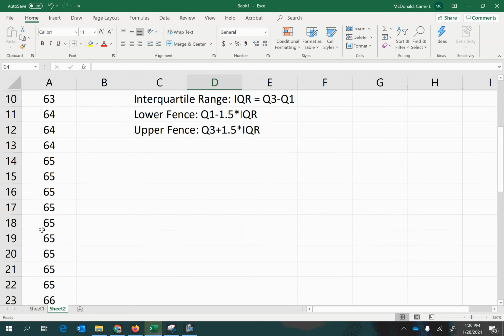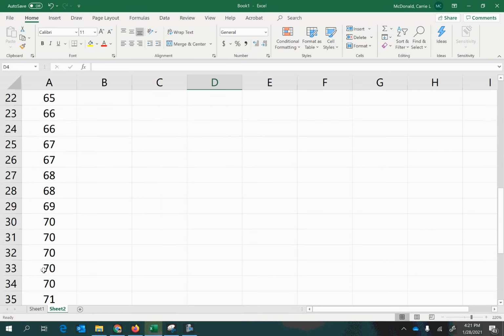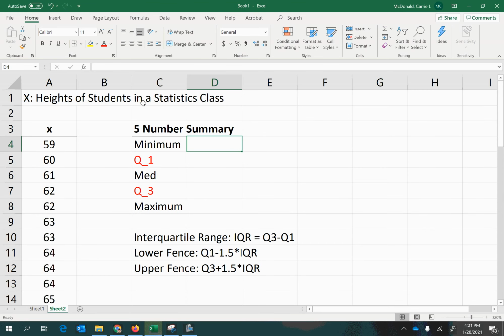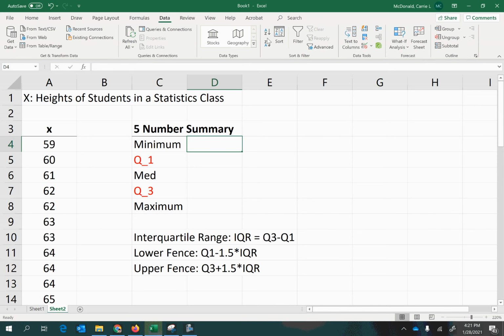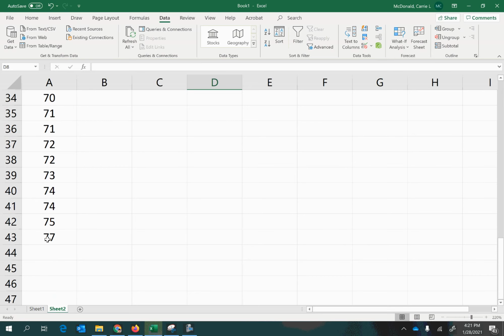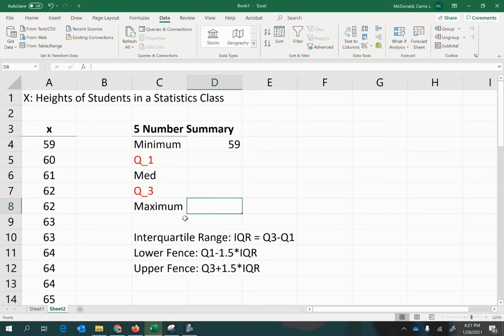Let's use this example here on my left. There's 40 values here, which represent heights of students in a certain statistics class. Now, they're already laid out in order. You also have a sort option. If you go up to data in Excel, you can use the sort option if your values are not in order, but these have already been ordered. So we can see that the minimum value is 59. We can also see that the maximum value is 77. So that's easy.